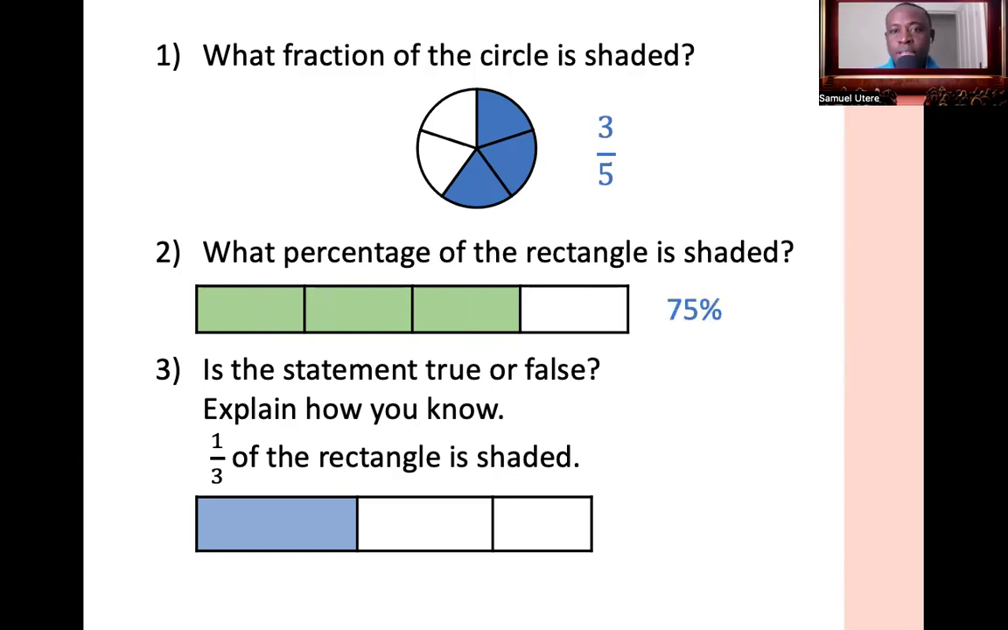Next one, we're asked what percentage of the rectangle is shaded. Here we can see that the rectangle is divided into 4 equal parts and 3 parts are shaded. If you recall in our previous lesson, we learnt about what quarters do to 100 squares. So quarters would split 100 squares into 4 equal parts. Each part represents 25%. So if we have 3 parts, then it means that it's 3 times 25. So 3 quarters is 75%.